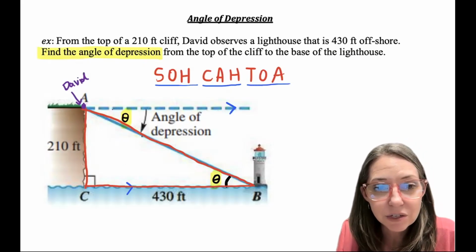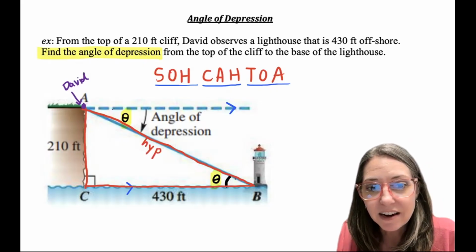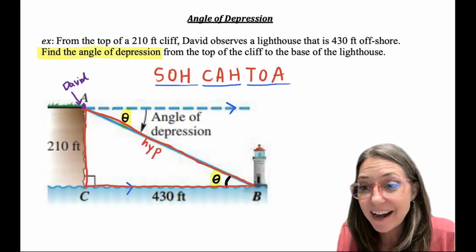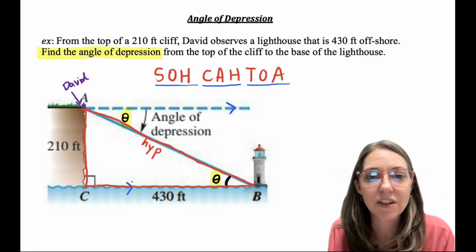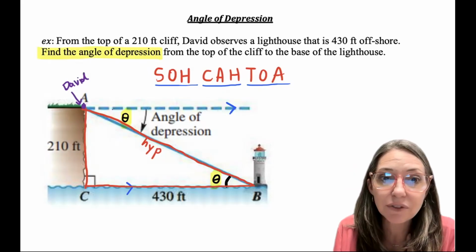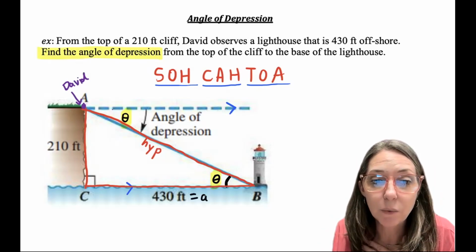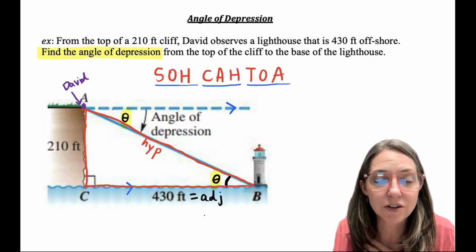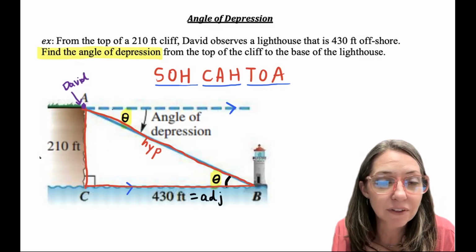The hypotenuse of this right triangle is always going to be opposite the right angle. So it's that line right there, the distance from David to the bottom of the lighthouse, which I don't really know and I don't really care to find either. So we're going to try to leave that out of the equation. If this is the angle theta that we're talking about down here, then relative to theta, 430 feet, that bottom side of the triangle, that is touching theta, which makes it the adjacent side of this right triangle. 210 feet is opposite from that angle theta. So that's the opposite side of the right triangle.